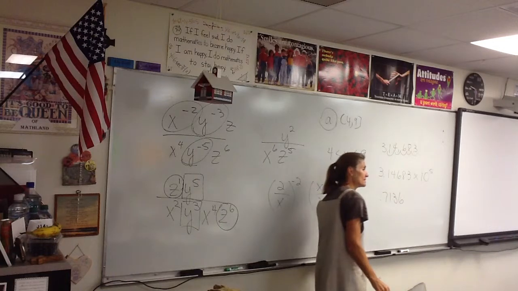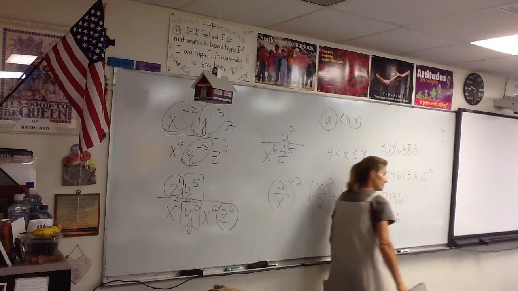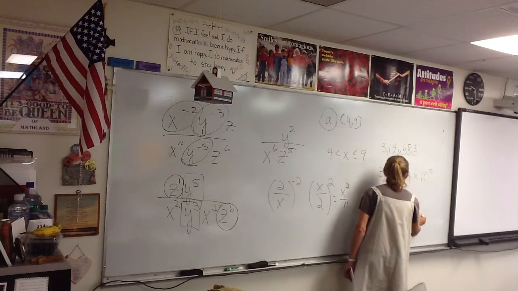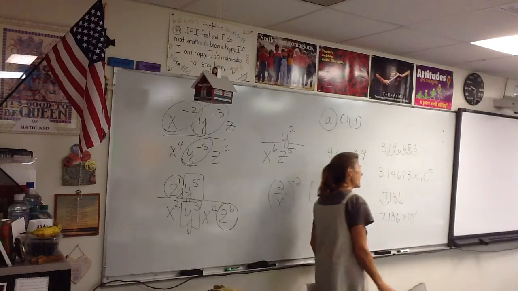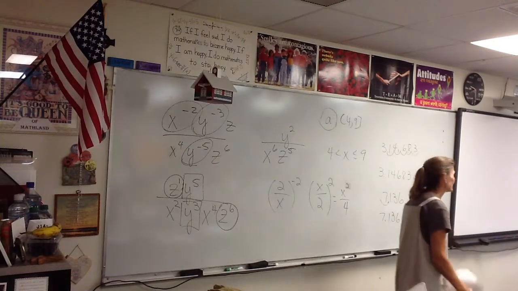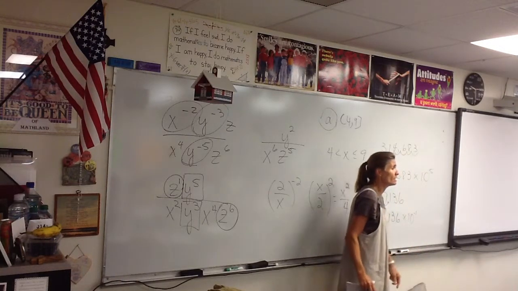0.7136. What will that be in scientific notation? 7.136 times 10 to the negative 1. Kids always say, Mrs. Ford, I can't remember, should the exponent be positive or negative? Because in this case it was a positive 5. In this case it was a negative 1.